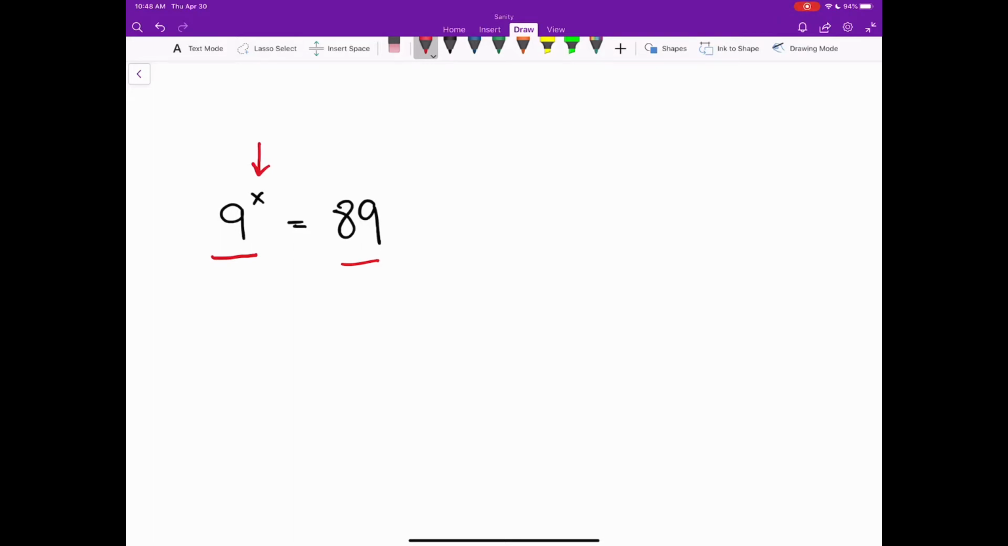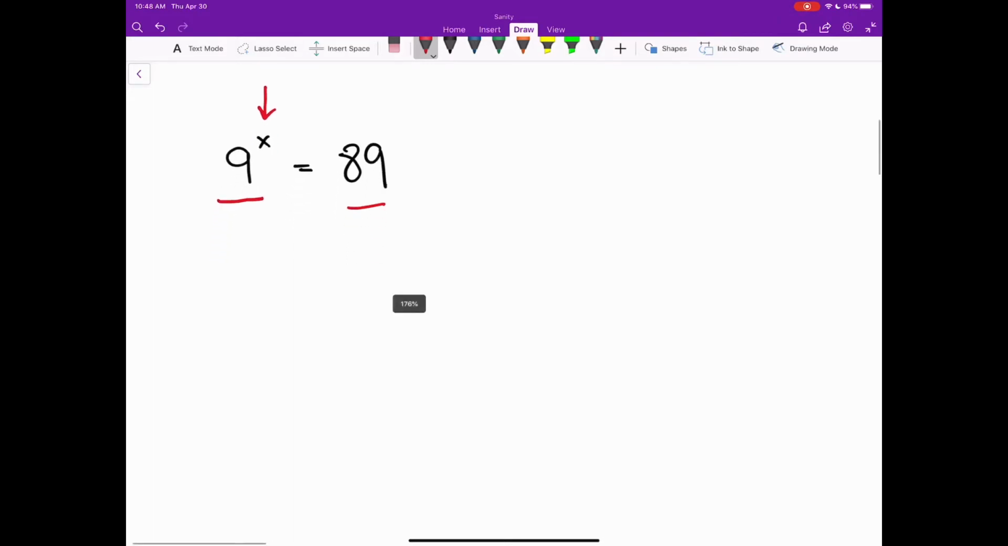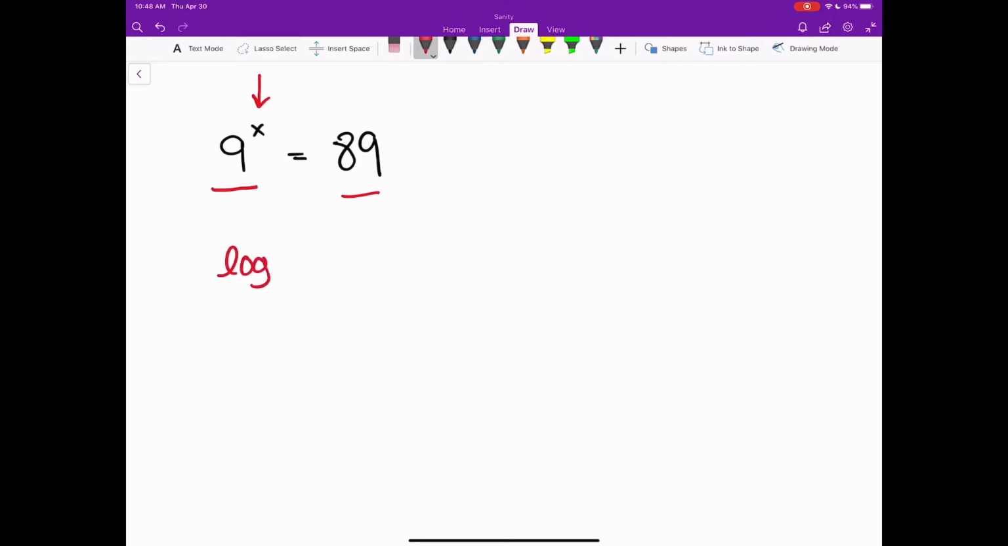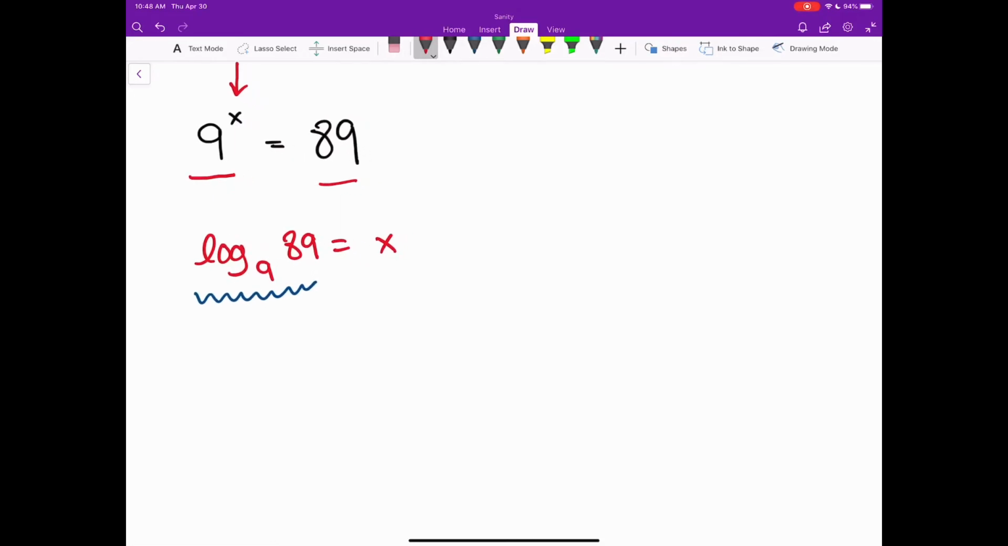Now I can take this and write it as a logarithm equation. So this as a logarithm equation would be log base 9 of 89 equals x. Again, I have to raise 9 to the power of x in order to get 89. So now I can evaluate this side, because the next step was to evaluate that logarithm. Well, I know that 9 raised to any nice even power is not going to be 89. It's going to be some decimal.